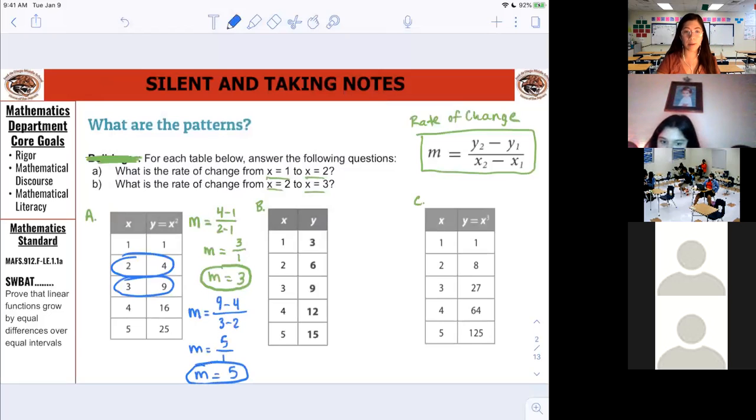Okay, so that's what I want you guys to do now with table B and table C. So you're going to find the rate of change between the first set of points, the first 2, and then do the rate of change between the second 2 points. And then once we find that for all 3 tables, we're going to talk about any patterns we notice. So I want you guys to go ahead and take 4 minutes to find those rates of change for table B and for table C.